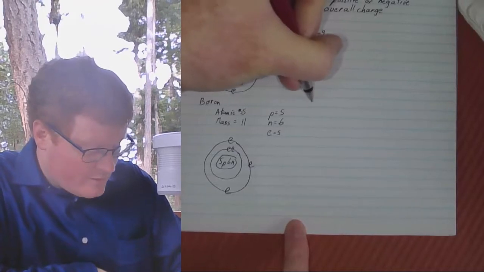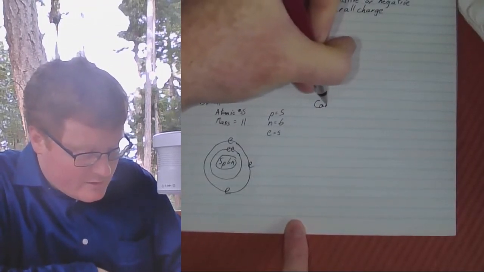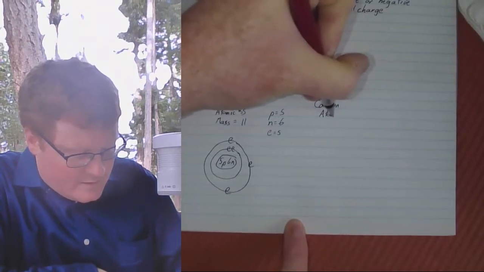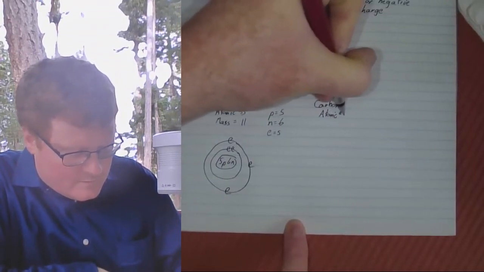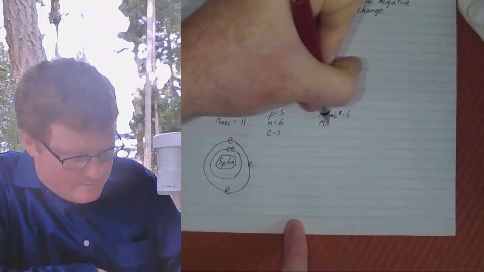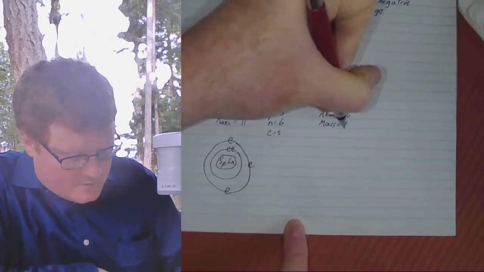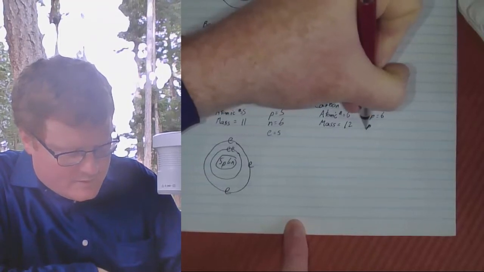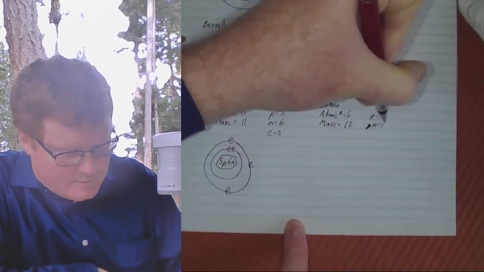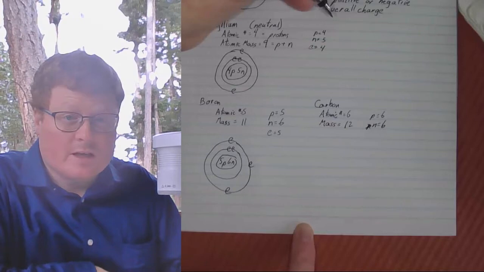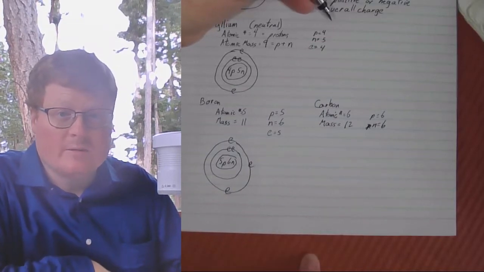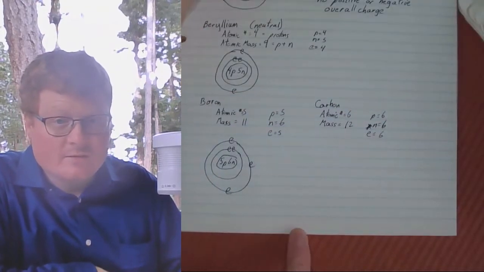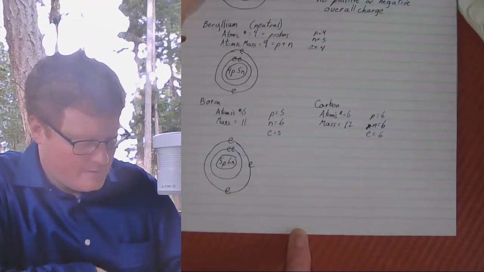Let's pop over to carbon, and I'll come back to the other table momentarily. Atomic number 6. Mass 12. So that means we have 6 protons, 6 neutrons. If it's a neutral atom and we have 6 positive charges, how many negative charges do we have to have? 6 as well. Okay. Carbon.